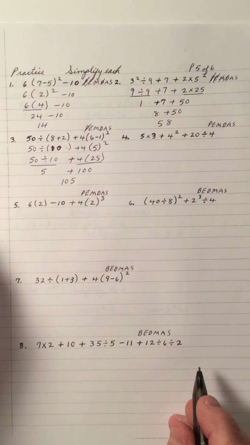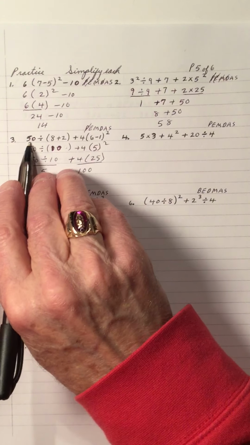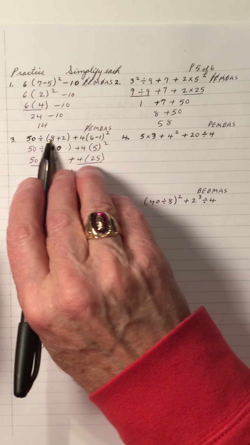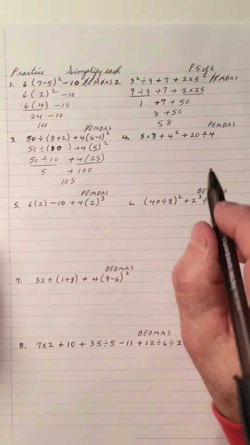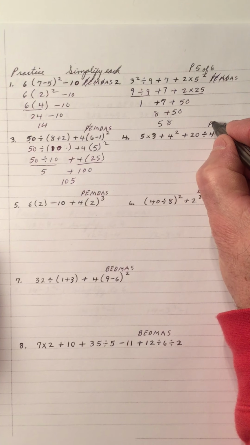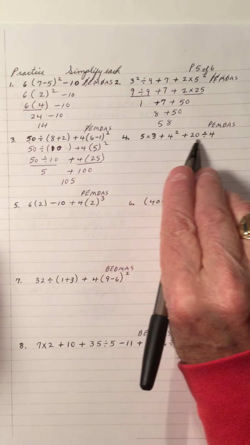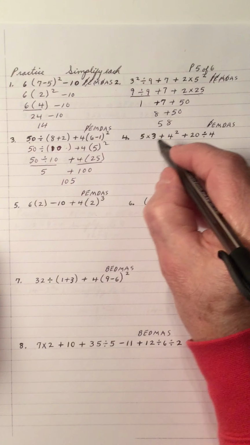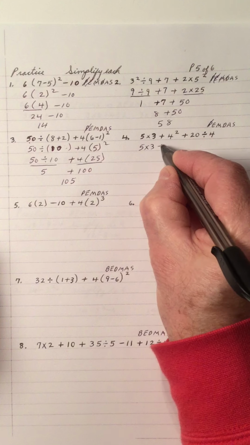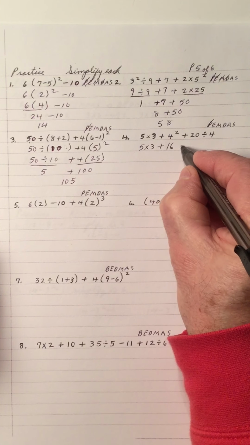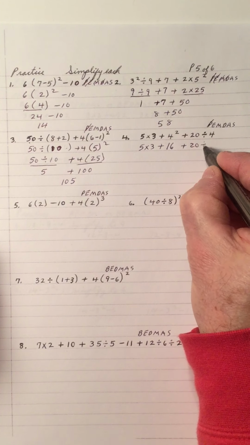So be careful. What I should do is eyeball it and say, let's do all my brackets and start here and move left to right. In number 4, no brackets. Good. Exponents, only 1. So write it all down. 4 squared, 16.